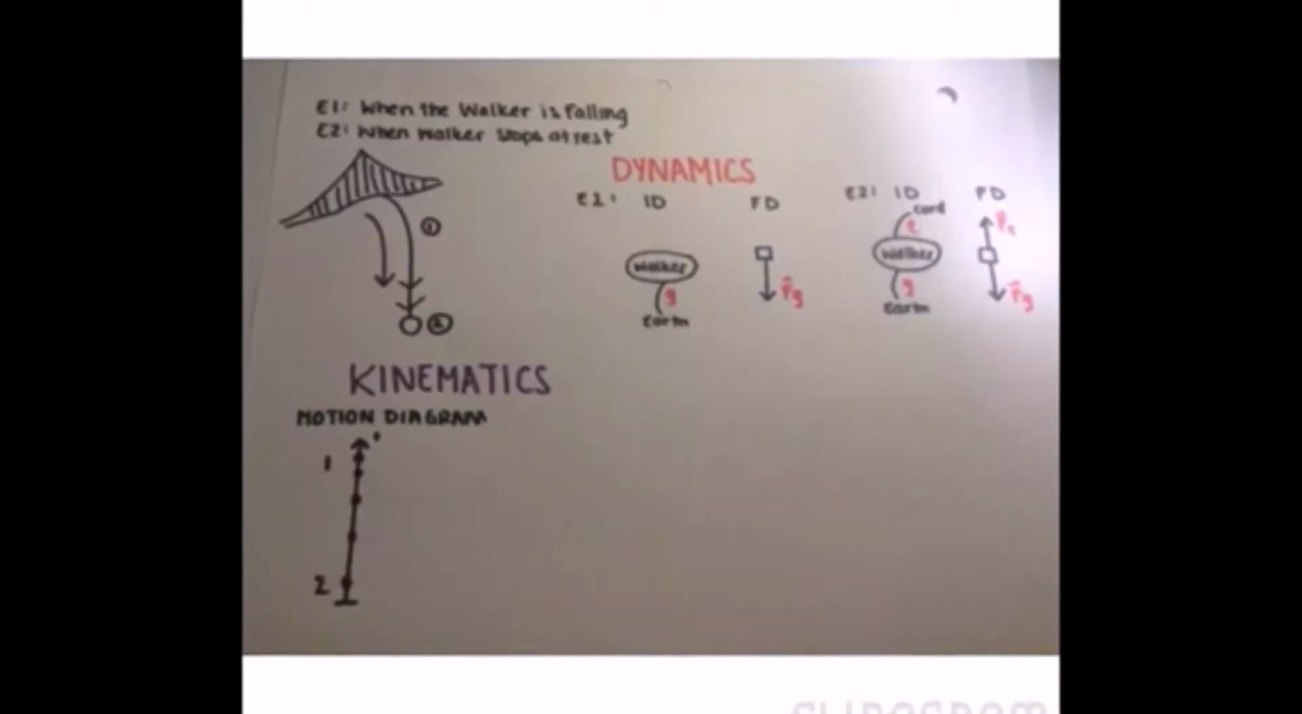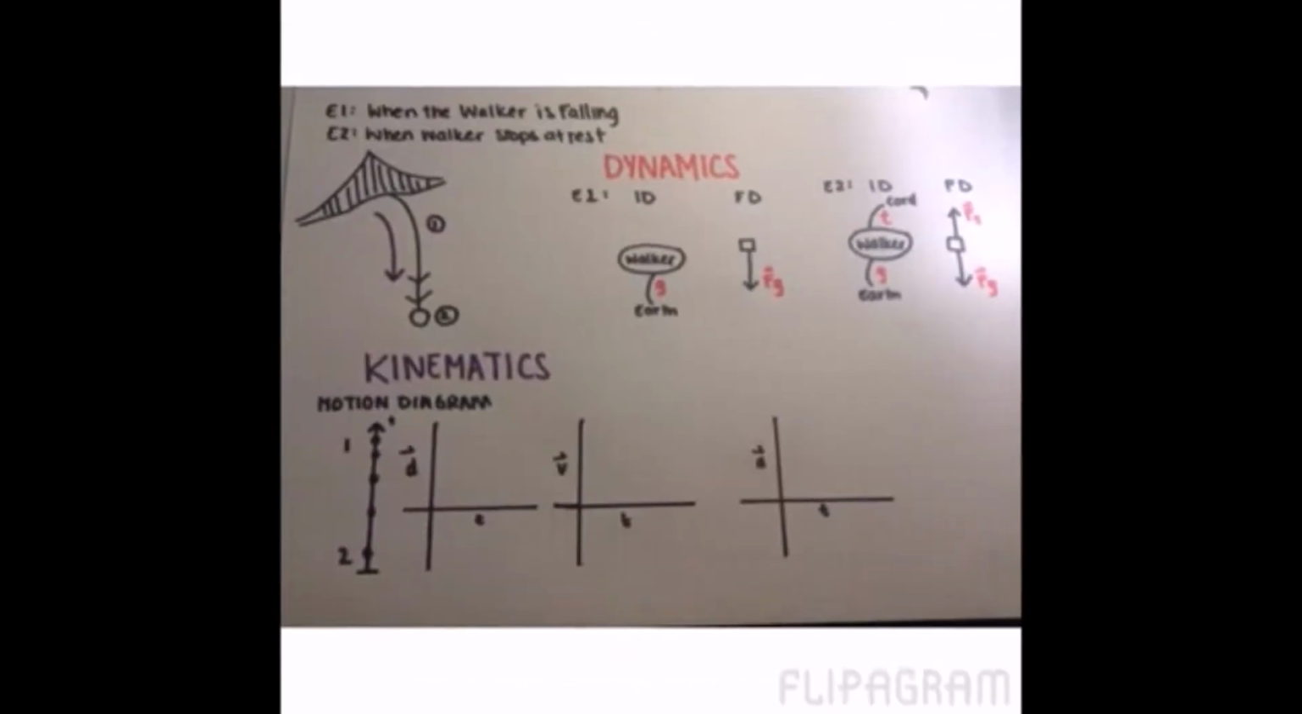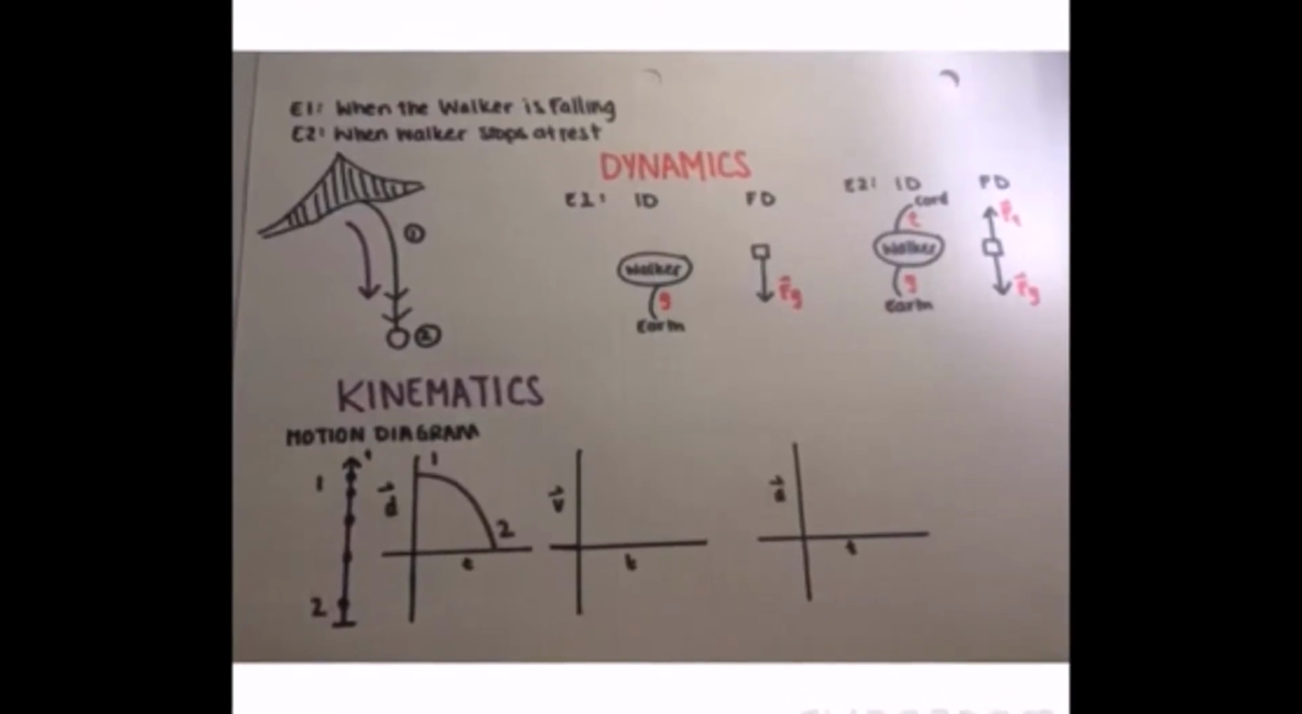In the position time graph, the walker's position is reaching closer to the origin, which in this case is the bottom of the bridge, as time goes, and they are going in the negative direction, so the line should look like half of an upside down U.